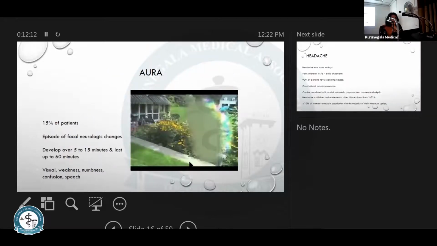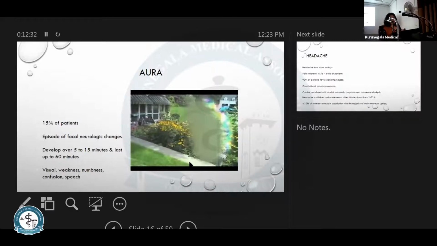And auras are experienced by about 15% of the patients. And I told you, out of those auras, 90% are visual auras, but they can have other types of auras as well. They usually develop over about 5 to 15 minutes, but can last for an hour.